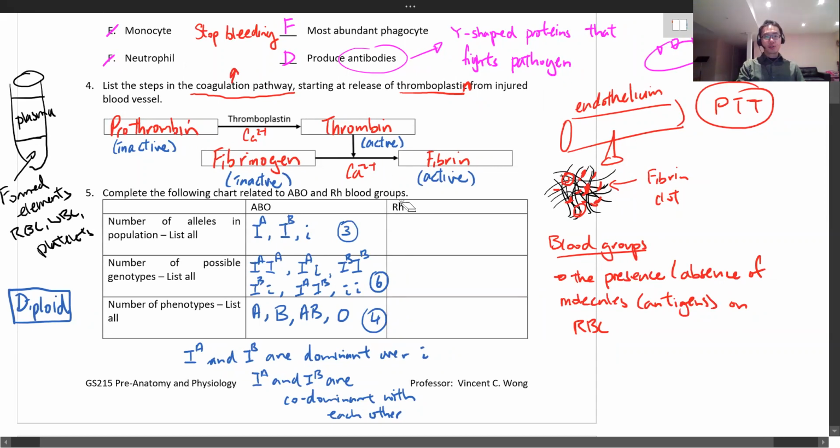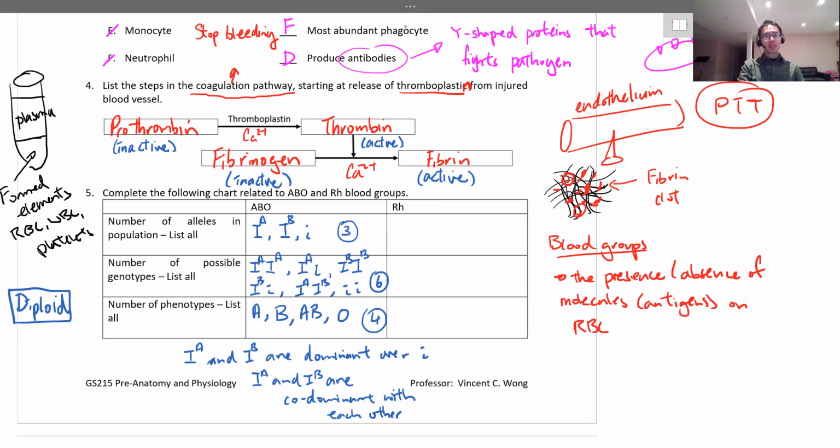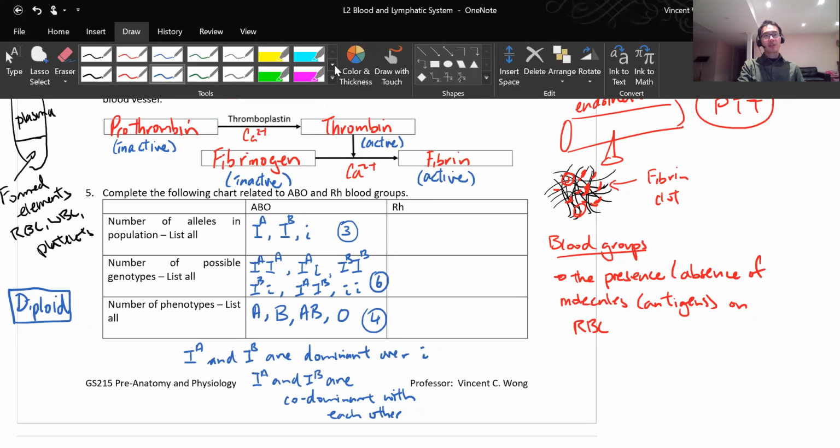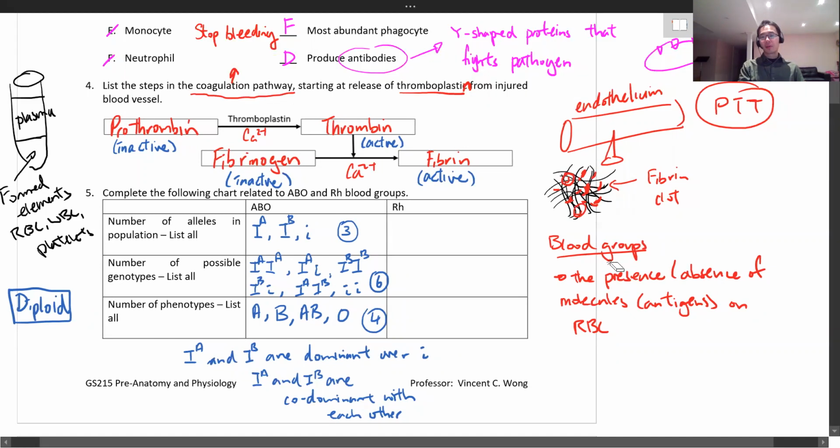All right, RH, right? What is the RH? RH is, again, another blood group. There are at least 30 blood groups on your cells, right? The most common ones are the ABO and the RH. ABO is whether you have A or B on the cell, and RH is whether you have RH protein on your RBCs or not. Okay, so how many alleles for RH are there in the population?